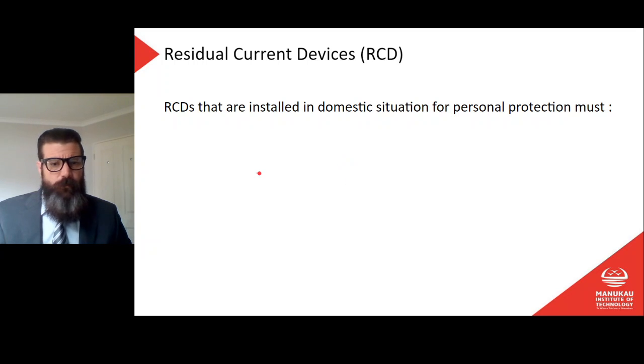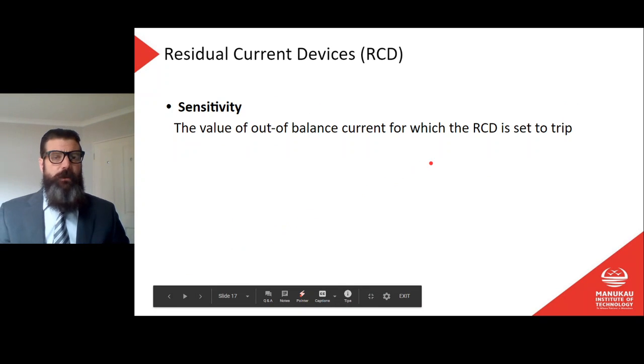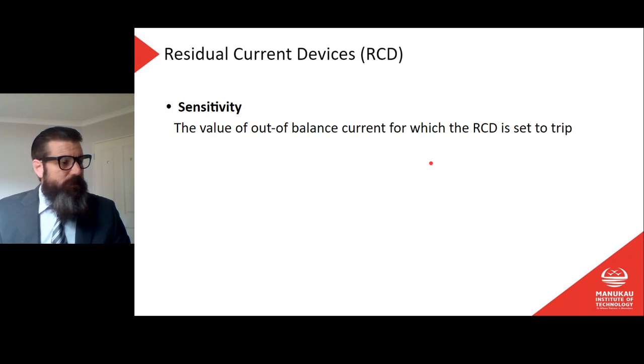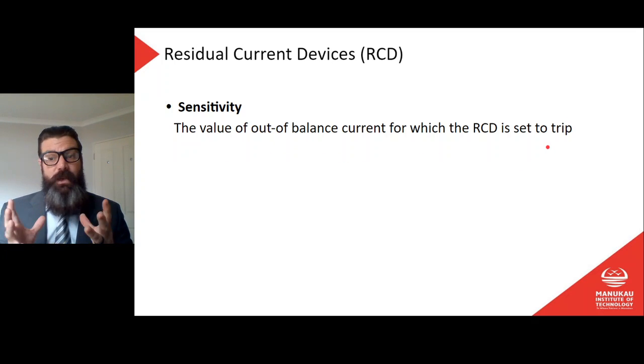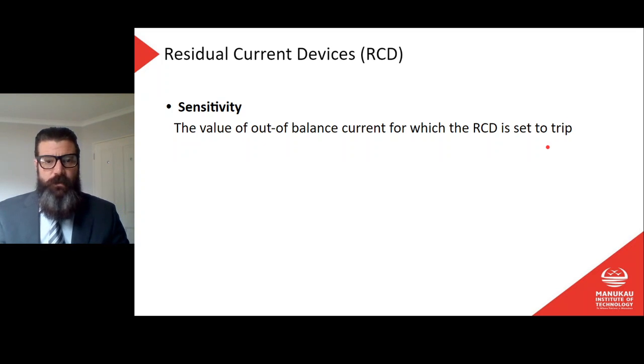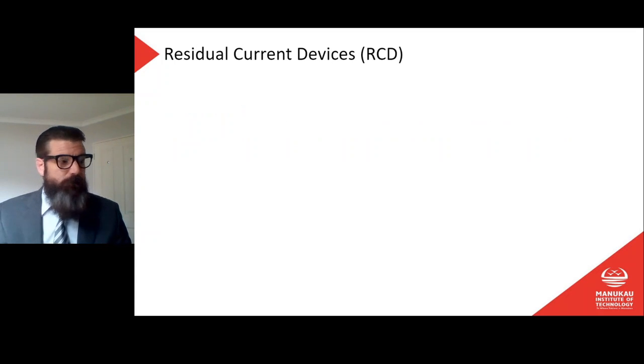Let me go back on this one. There we go. Okay, sensitivity. When we talk about sensitivity, it's the value of out of balance current for which the RCD is set to trip. So sensitivity means the tripping value. Out of balance current means the difference between the phase and the neutral current which will cause it to trip. And for our normal domestics, that's 30 milliamps, right?